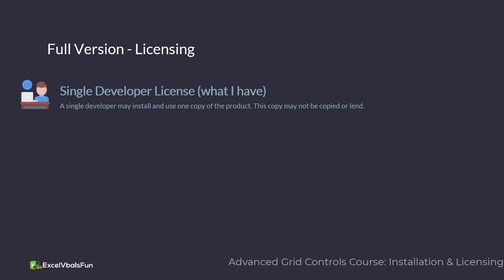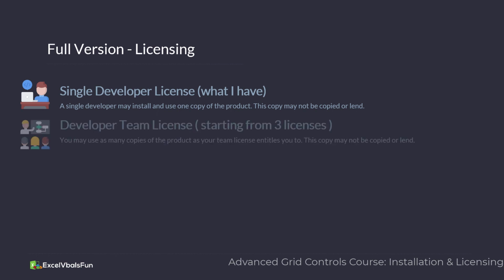Here's what you can normally do. Normally people are going to get a single developer license, which is what I have. A single developer can install and use one copy of the product, and you can't copy or lend the product to anybody. You can also get it in batches.